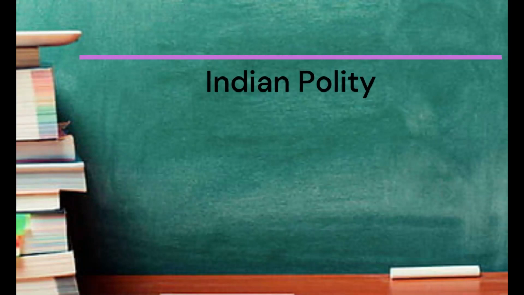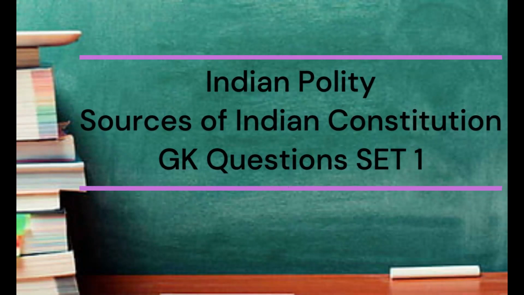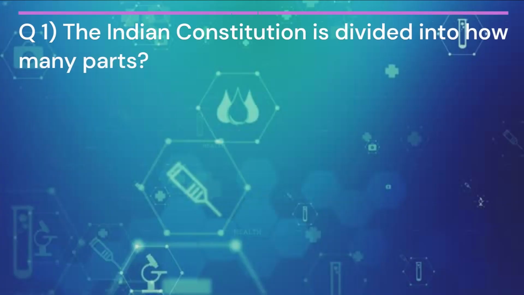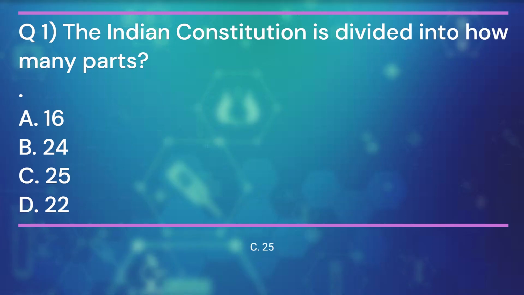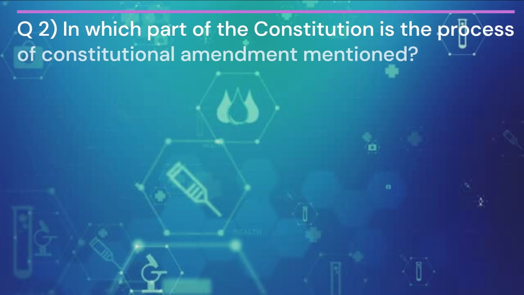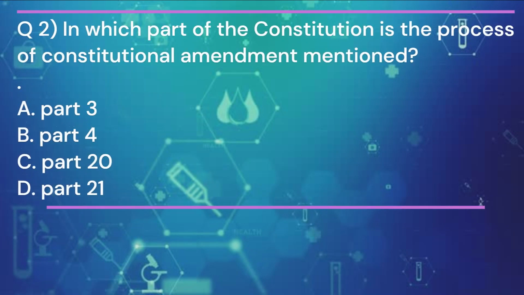Indian Polity. Sources of Indian Constitution GK Questions Set 1. Question 1. The Indian Constitution is divided into how many parts? And the answer is C. 25. Question 2. In which part of the Constitution is the process of constitutional amendment mentioned?